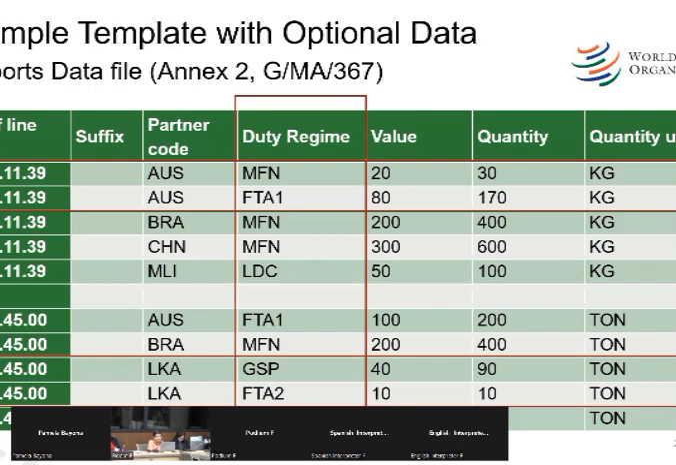And in this case, it is given the GSP treatment by the importing country, by the country who gave this notification. So you can see in here, Australia has MFN or FTA1, Sri Lanka has GSP or the FTA2, and other countries like Brazil, China, they are only entitled to the MFN. And one LDC country, Mali, is given the LDC preferential rate.